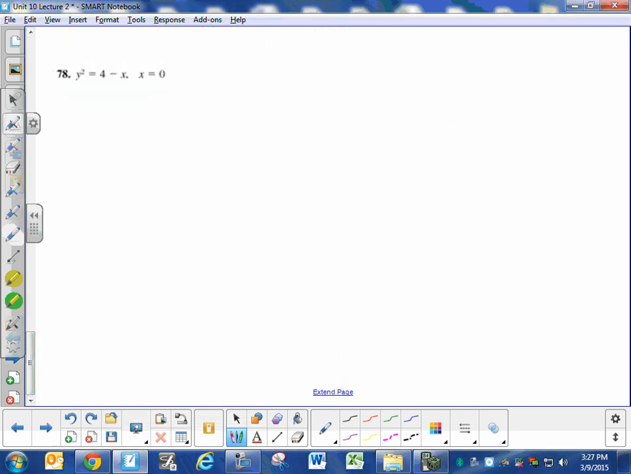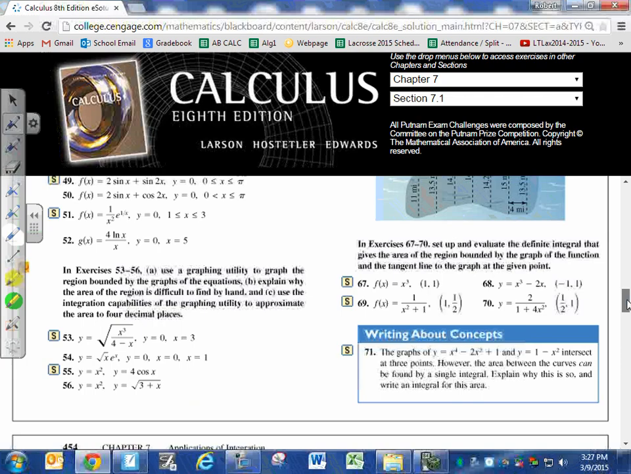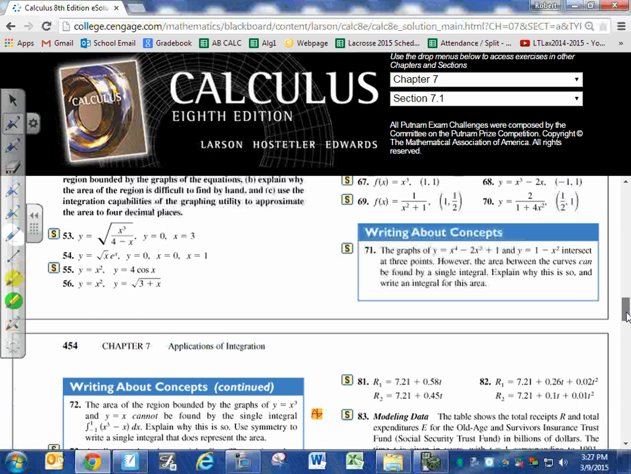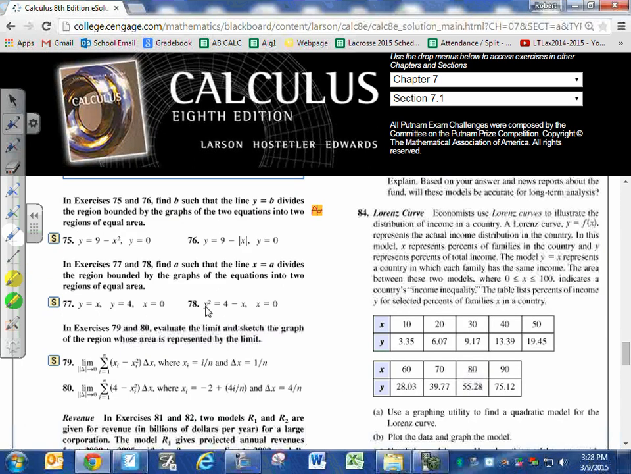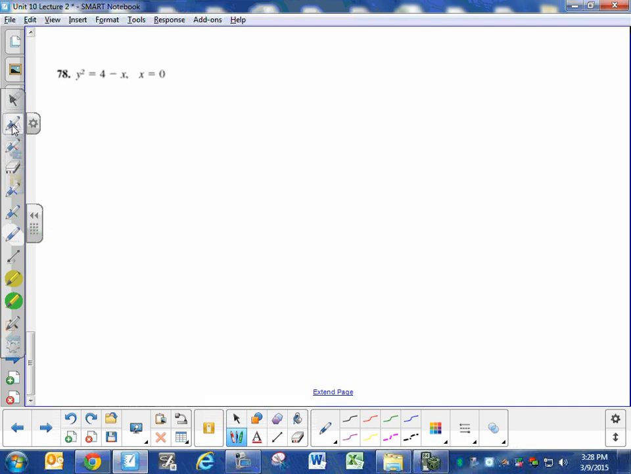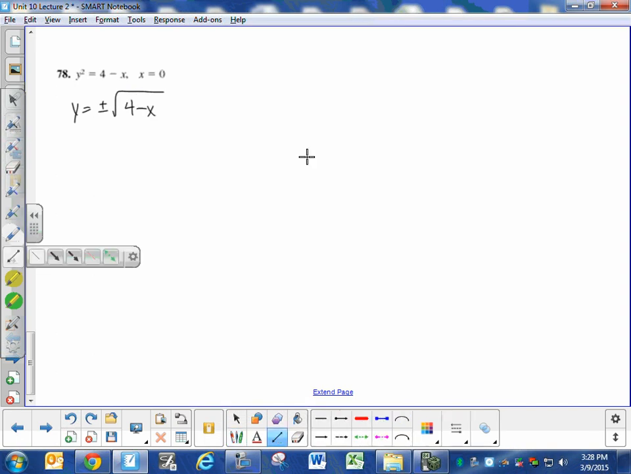Final problem, we had 78, which is y squared equals 4 minus x, and x equals 0. So, the problem that probably tripped you up is that you don't know how to deal with the y squared. We also need to figure out what this line x equals a is, so that splits us in half. We're going to go ahead and solve for y. I get y equals plus or minus the square root of 4 minus x. I can kind of graph that.